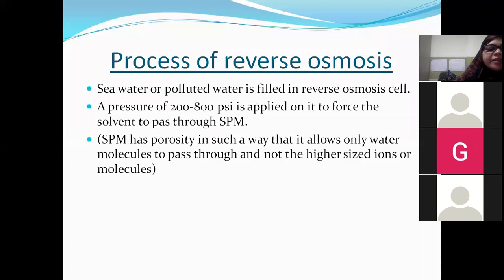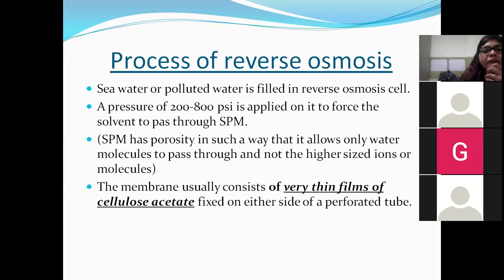Okay, then this semi-permeable membrane has pores of different size. So this porosity is in such a way that it is going to allow only water molecules to pass through it and not the higher sized ions or molecules. तो ये बड़े particles, बड़े molecules को allow नहीं करेगा, सिर्फ water molecule को allow करेगा pass होने के लिए.